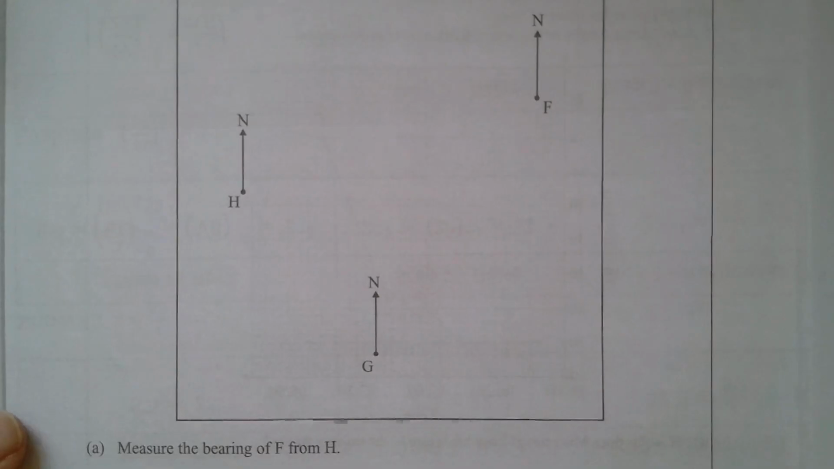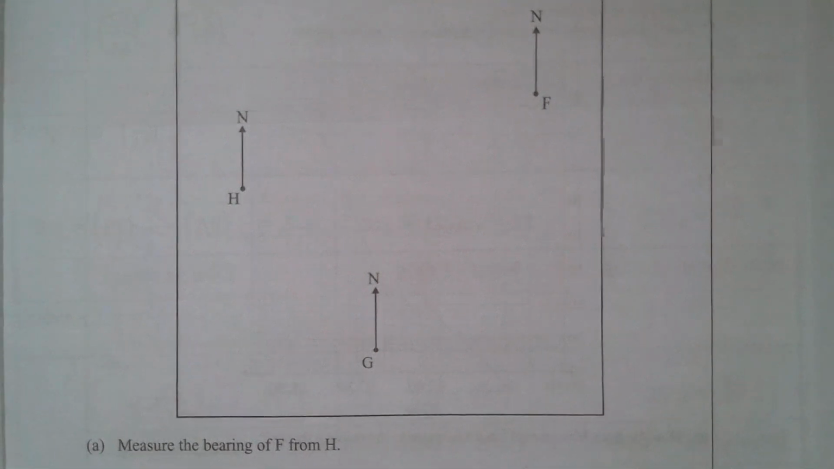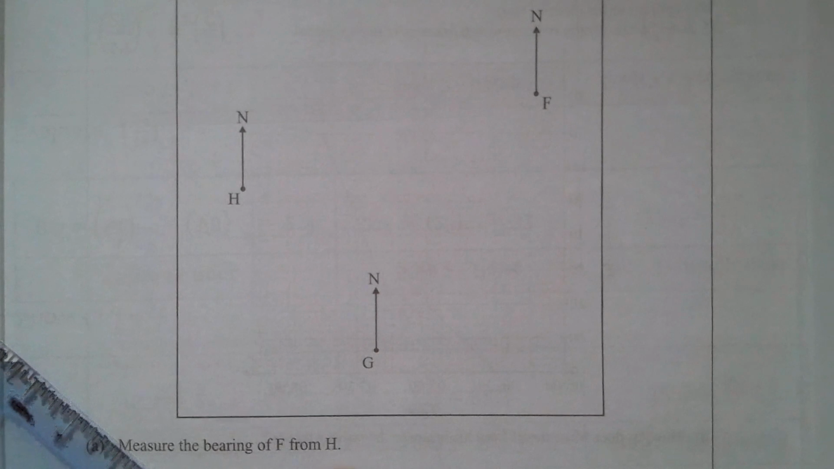Bearings. If we're going from the classroom to the canteen, where do we start? We start at the classroom. We're going from the classroom to the canteen. Or if we said we were going from the canteen from the classroom, it's the same thing. We start at the classroom. F from H, where do we start? We start from H. So I'm going to draw my line in here.